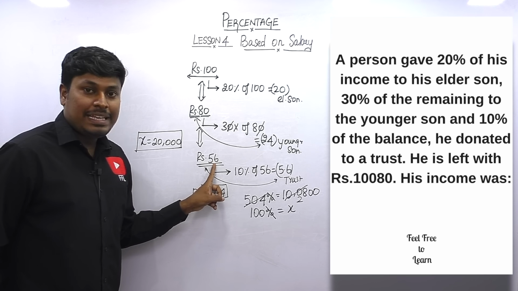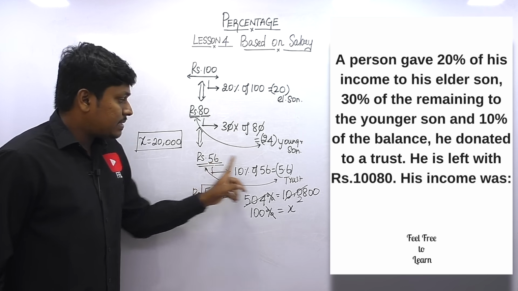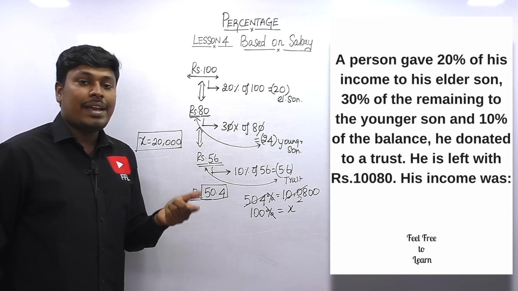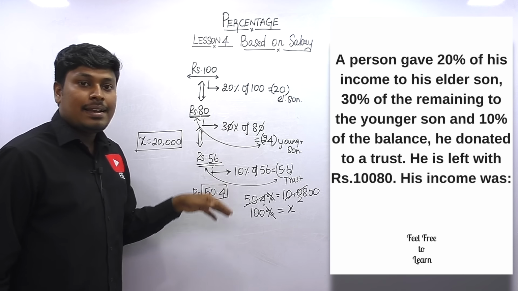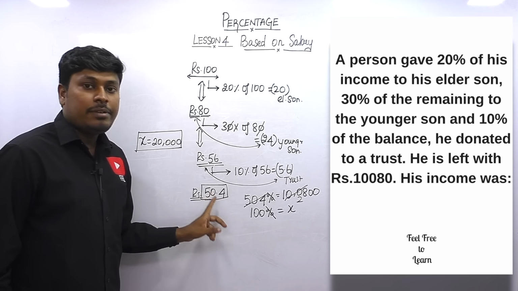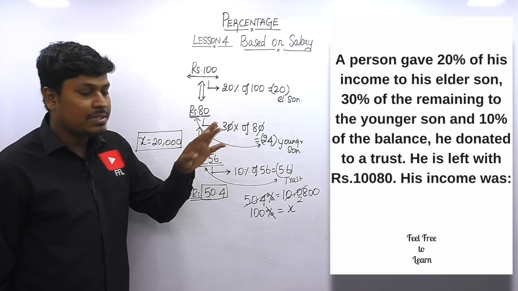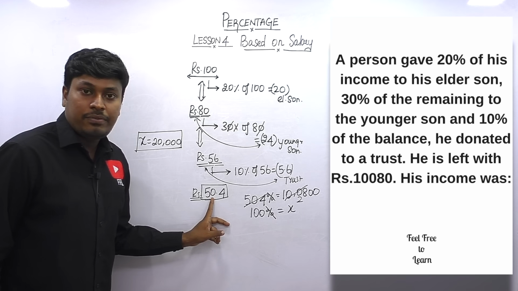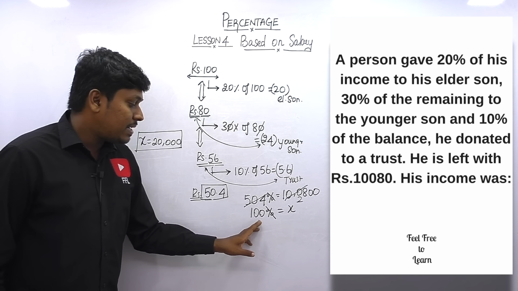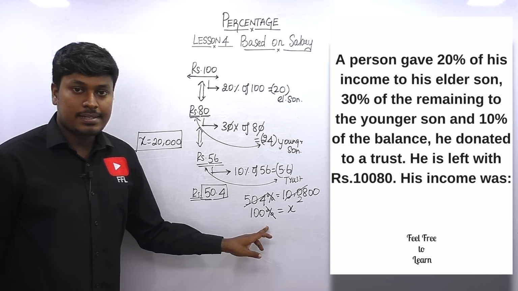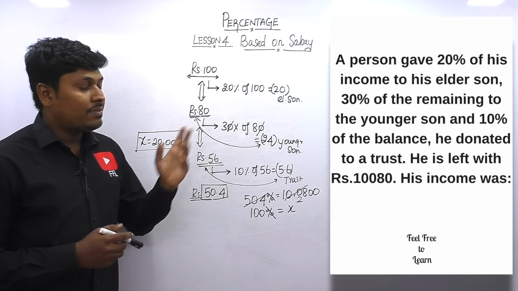From this 56 rupees, he spent 10% on trust, right? So 10% of 56 is 5.6. So 56 minus 5.6 will be 50.4. So finally he had 50.4 rupees cash with him. And I have already told you that initially keep this as rupees, at the last change it as percentage. So finally he had 50.4% remaining, and in the question they have told that the amount remaining is 10,080. So we can say that the remaining 50.4% will be 10,080. So 504 is equal to 1,800,000. So our target is to find the monthly salary, which is 100%. So 100% is equal to X. So finally we have calculated X is equal to 20,000, which will be his income.